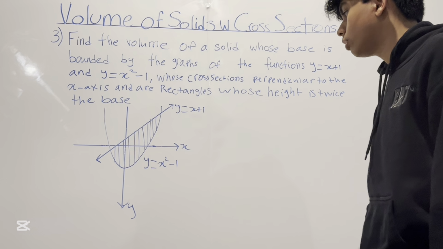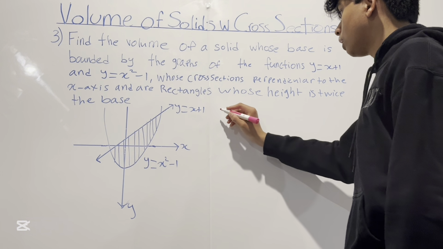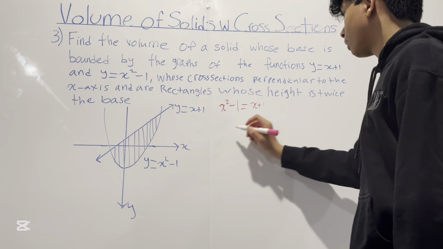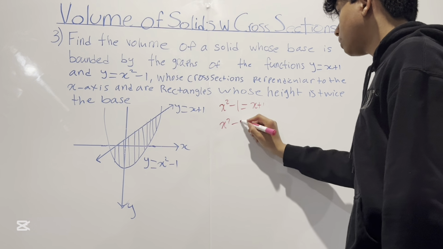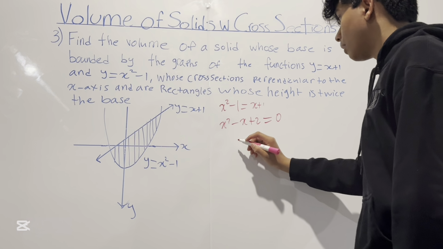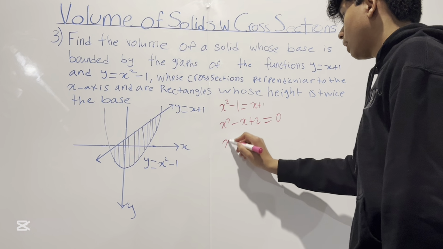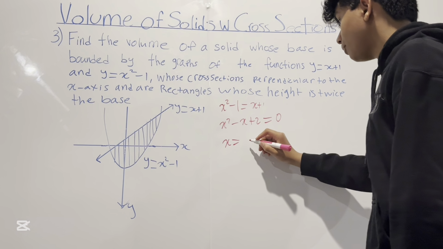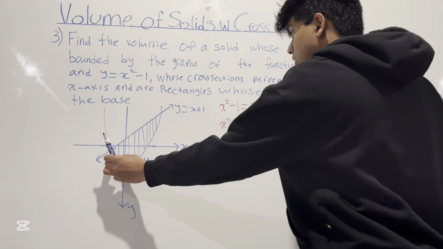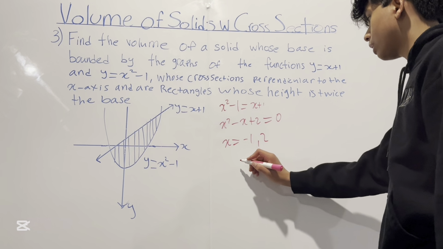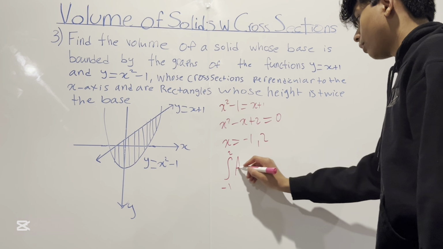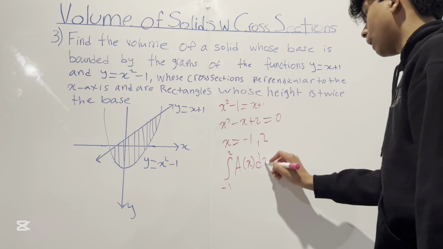And to do that, all we have to do is set the functions equal to each other. So x squared minus 1 is equal to x plus 1. So x squared minus x minus 2 is equal to 0. And once you factor this out, you'll get x equal to -1 and 2. So -1 is this and 2 is this. So our bounds of integration are going to be from -1 to 2 of our area function dx.